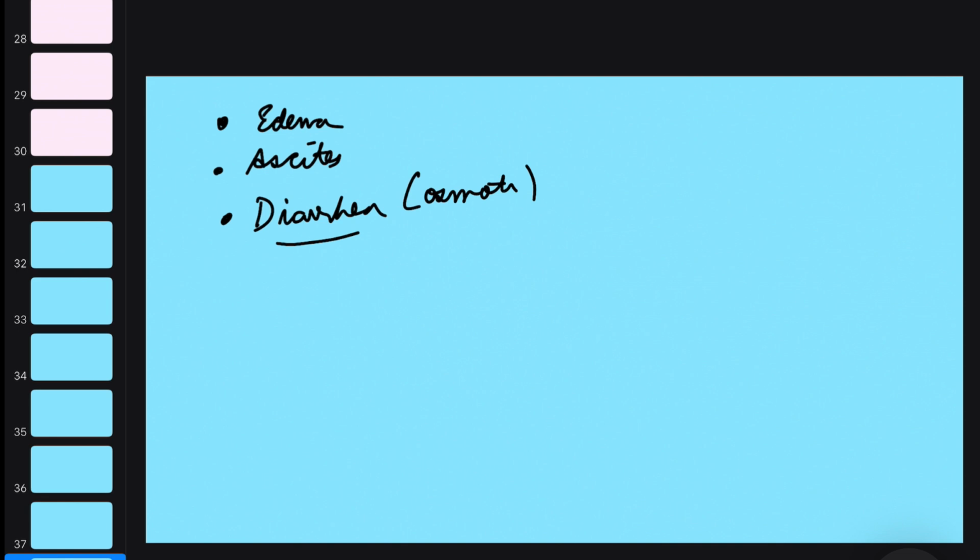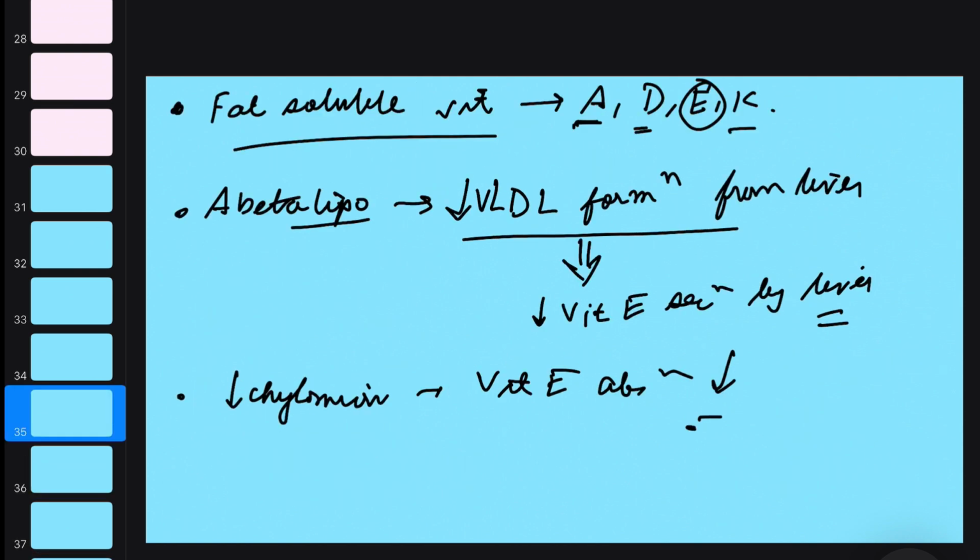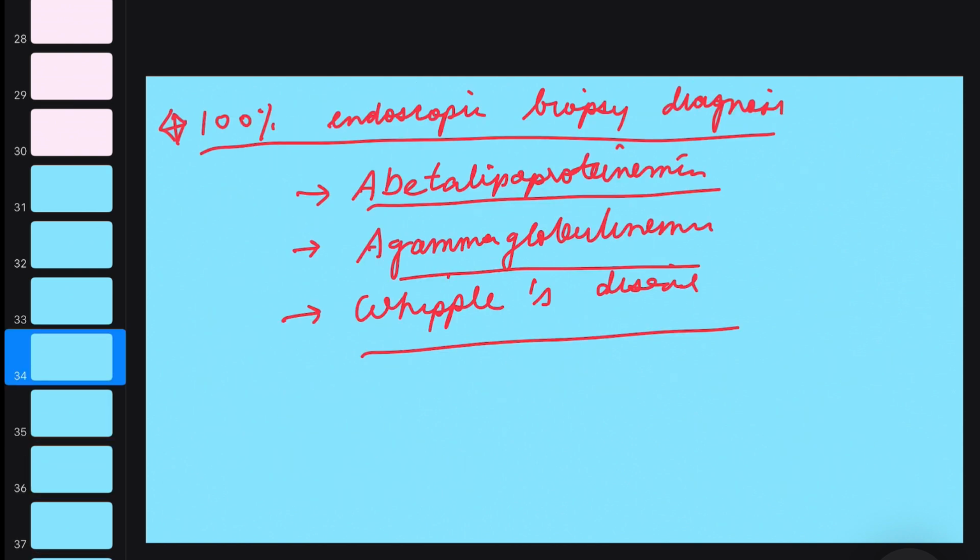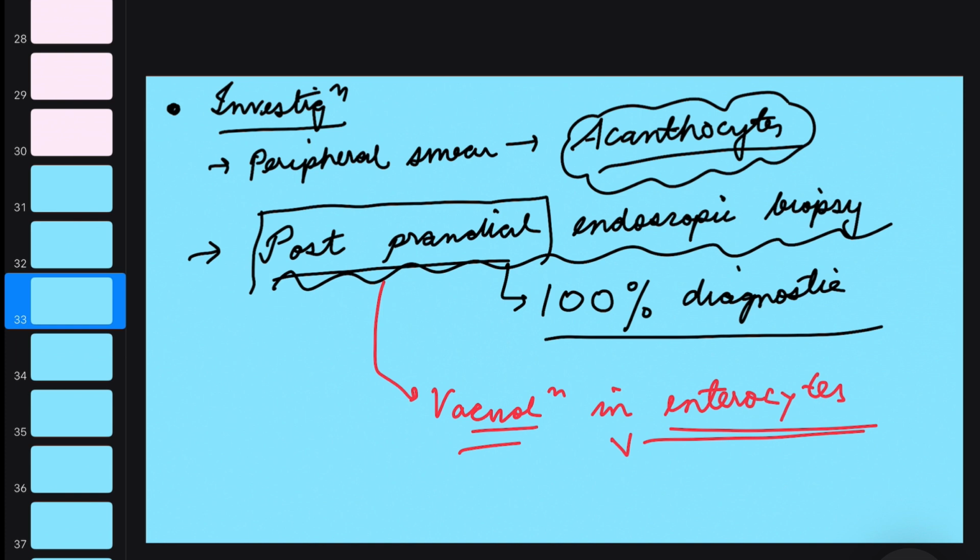Now, investigation. Obviously, I cannot clinically correlate and say that this is intestinal lymphangiectasia. I may have some degree of suspicion, but majorly I need some investigations. What are the investigations that I need? Again, a very specific thing that you need to remember. For example, a very specific thing that you needed to remember in the last condition, Abetalipoproteinemia, was acanthocytes. You find acanthocytes in the peripheral smear. This was something very specific to Abetalipoproteinemia.